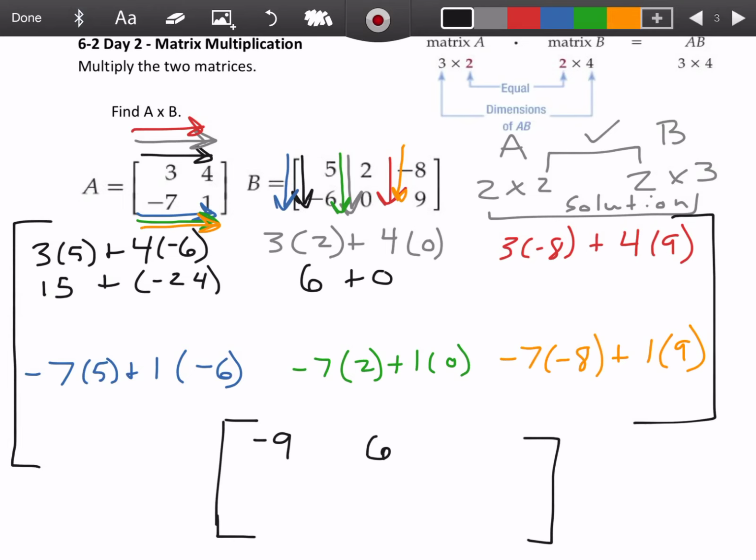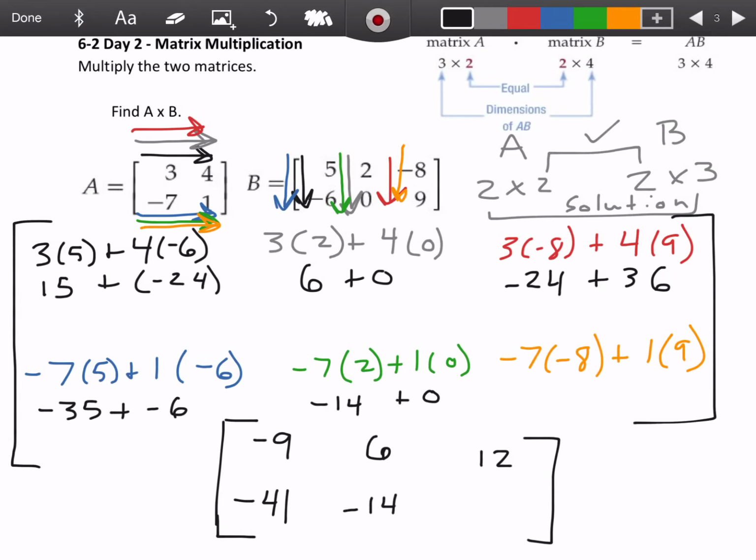This would be -24 plus 36. So that would be positive 12 in the upper right-hand corner. This would be negative 35 plus a negative 6. That would be a negative 41. It would be bottom left-hand corner. This is negative 14 plus 0. It would be negative 14. And then this would be 56 plus 9. And 56 plus 9, that would be 65.